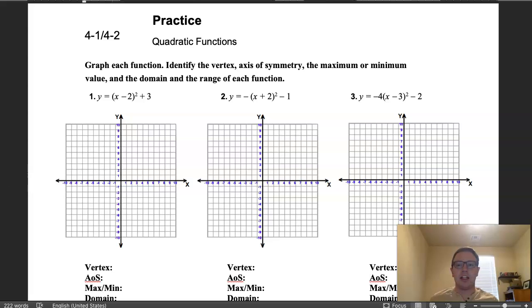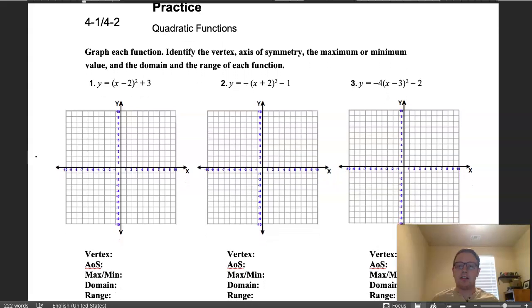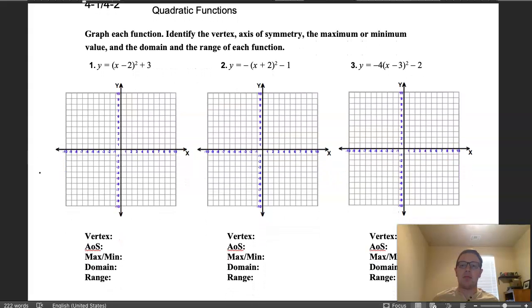Hello folks. I've heard from some of y'all that the last lesson we did was kind of difficult, so I'm going to run through a couple of practice problems for you in case you want to look at some extra work. We're going to get started with a couple of graphing questions. It's going to ask us to find the vertex, axis of symmetry, all of that information as well.